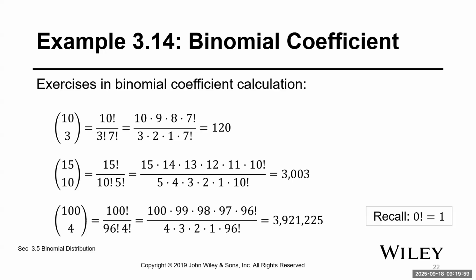And one thing that's going to be important for you guys to remember is that 0 factorial is equal to 1, not 0. 0 factorial is equal to 1. So when you're doing math, some of these answers will come up where you'll have 0 factorial in the denominator. And remember that that is equal to 1, not 0.